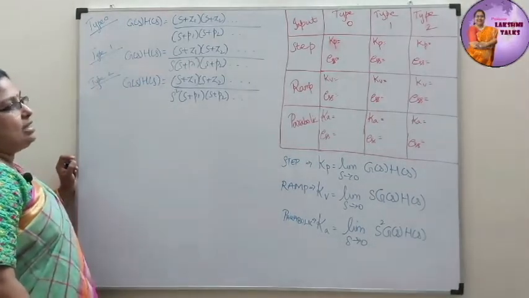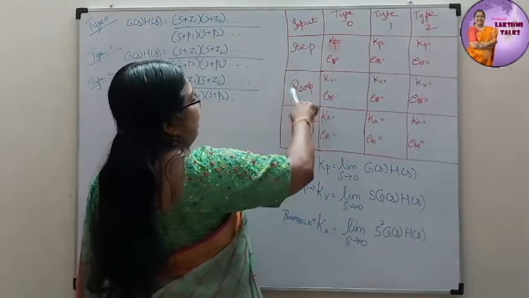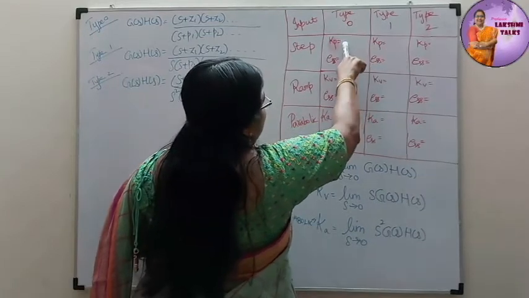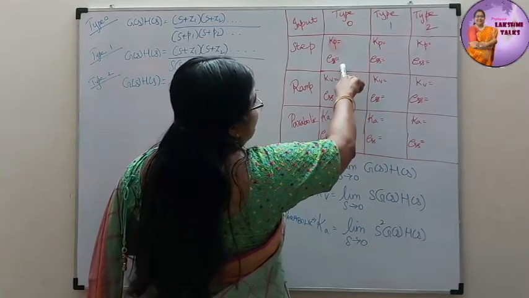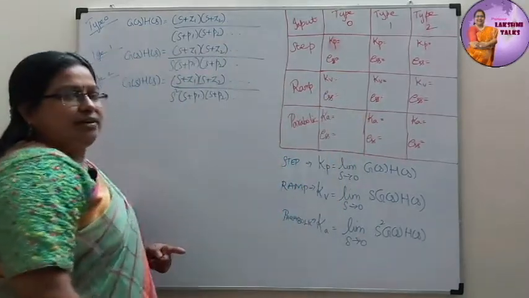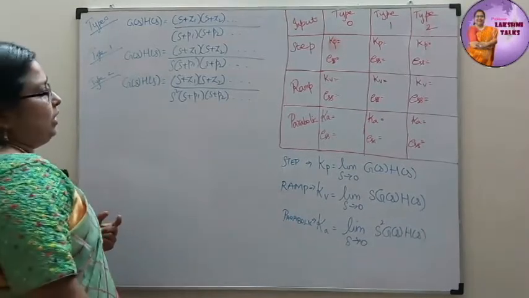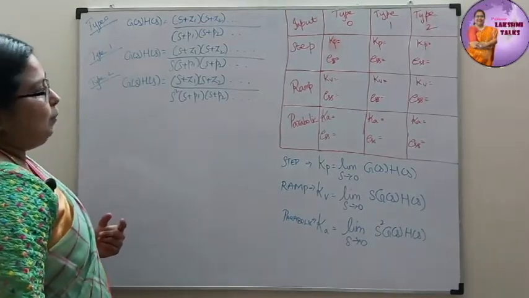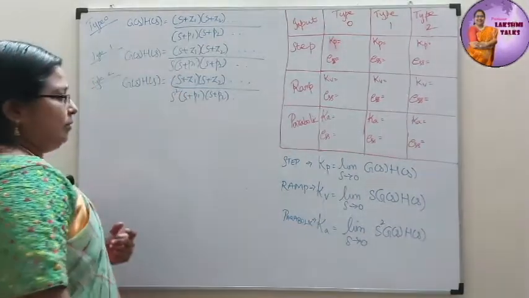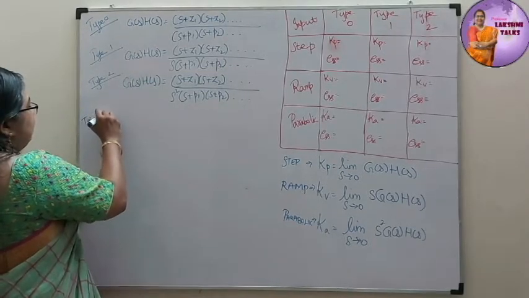So now let us assume we have a tableau with columns for different types of input: step, ramp and parabolic, and rows for type 0, type 1, type 2. What about the Kp value and steady state error, the Kv value and steady state error, and Ka and steady state error? So now let us assume a type 0 system. For a type 0 system, what about the Kp value? What is Kp?